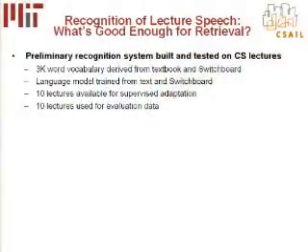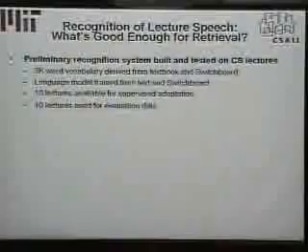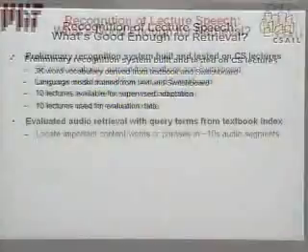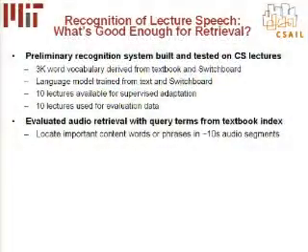So that comes to the next question. What's good enough if you want to do retrieval? So we've taken our same computer science lectures, and this is an old experiment. This is actually one of the first experiments we did. So the recognition is based on a much smaller vocabulary than the 16K I was talking about, so the recognition numbers you get are actually worse than what we're currently doing.